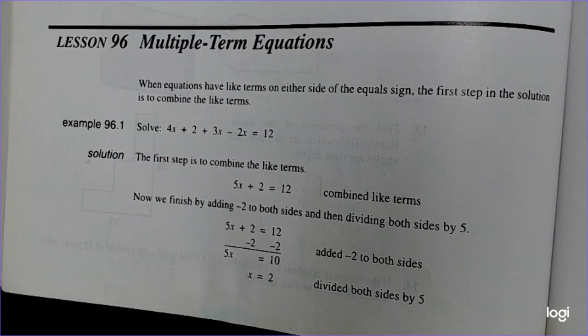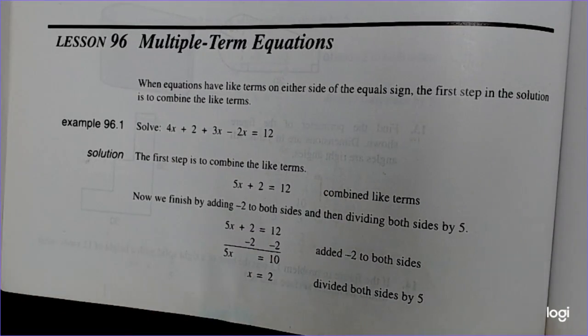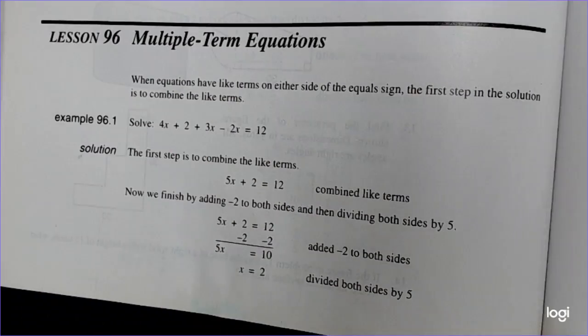Pre-algebra lesson 96, multiple term equations. So we're taking yesterday's lesson, or the previous lesson, and we're kicking it up one more notch. Instead of just having variables on both sides of the equation, we're going to have multiple variables on each side of the equation. This is a bit of an easier example. I'm going to do a different one.